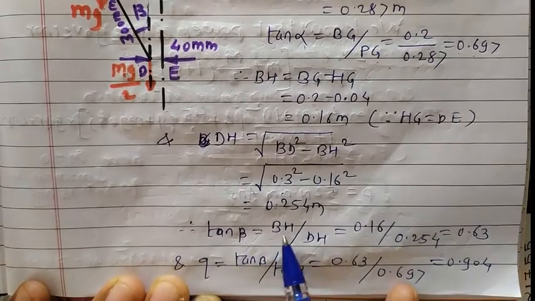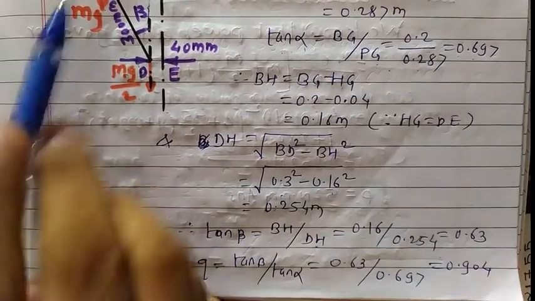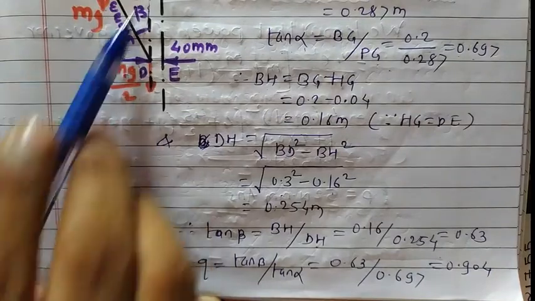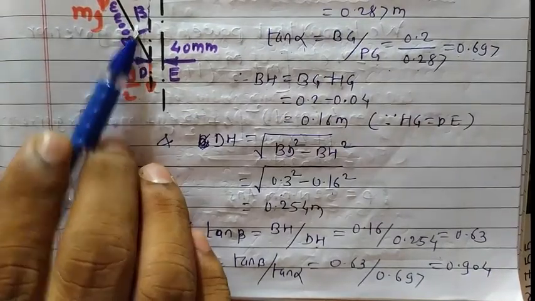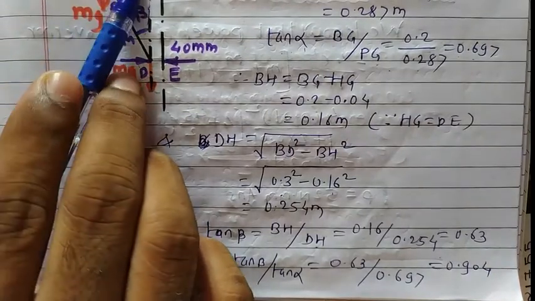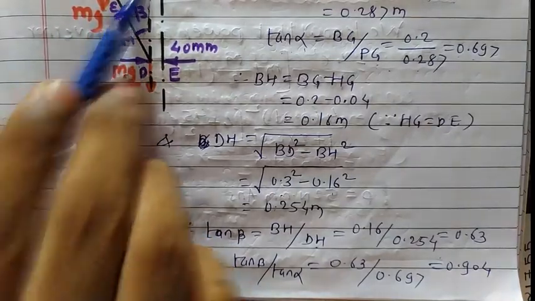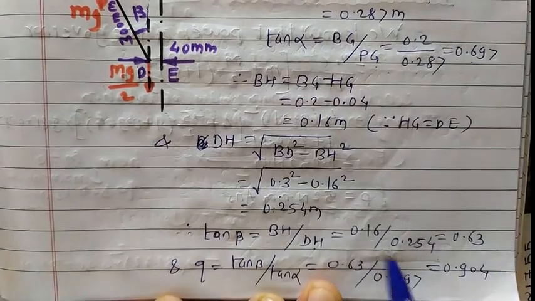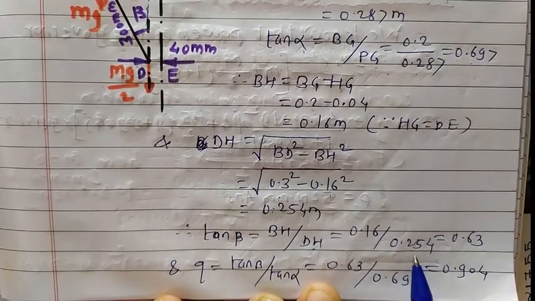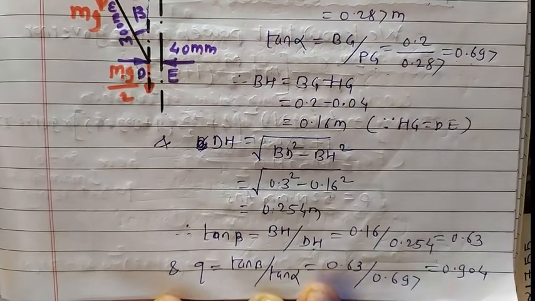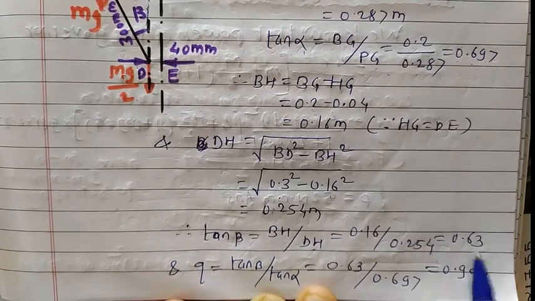So from this relation, get the value for tan of beta. Tan of beta is nothing but BH divided by DH, by considering this triangle BHD. Tan of beta is this distance BH divided by this one DH. So we can get 0.16 divided by 0.254, so tan of beta equals 0.63.